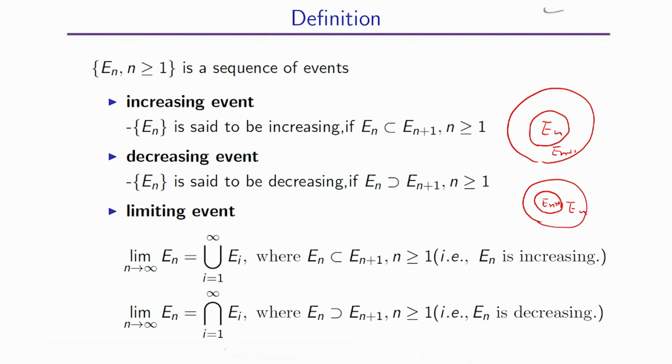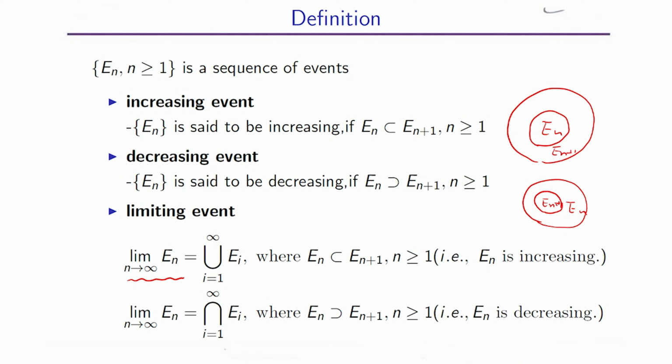Now we want to define the limiting event. What is the limiting event all about? If Ei is an increasing event, it is getting bigger and bigger, right? Then we define the limiting event as the union from i equals 1 to infinity of Ei. This is the definition.